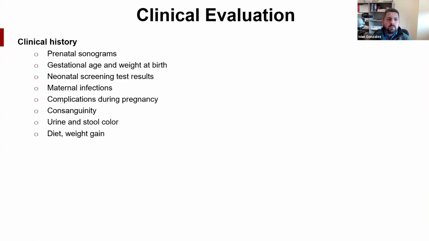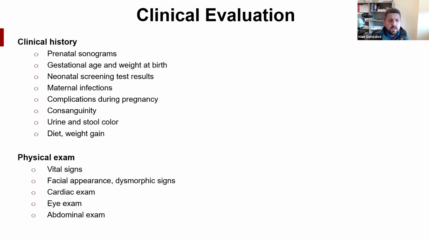So how do we evaluate these patients? First, clinical history. The gestational age is super important in these patients, especially when you're talking about prematurity. Maybe I'll go into a histology example of why that is important. Physical exam, with the main attention on trying to find any dysmorphic features. The cardiac exam and eye exam would be important, for instance, in Alagille syndrome.